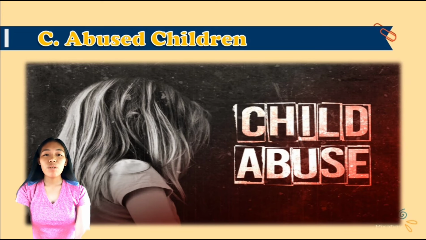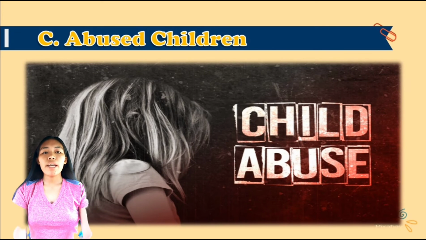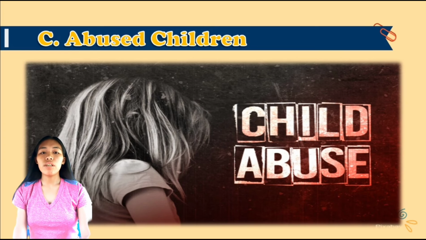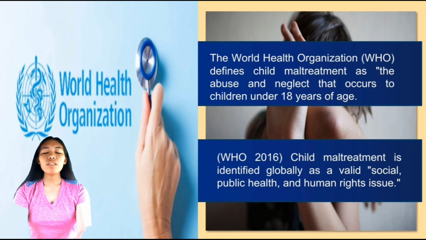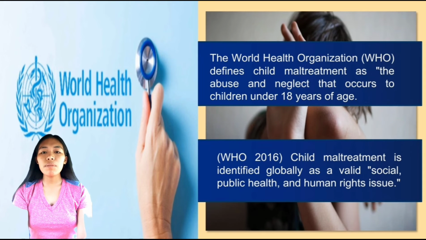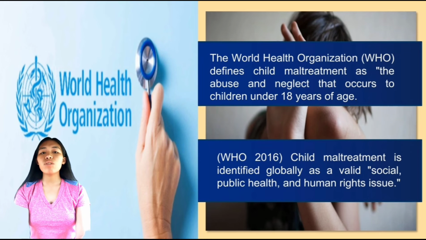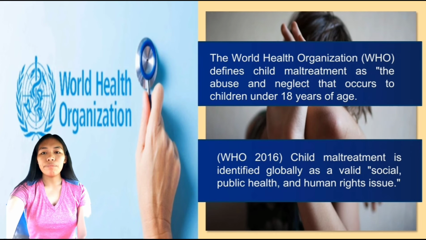Good day, everyone. So, to continue our discussion, I'm here to discuss abused children, or child abuse. According to the World Health Organization, or WHO, child maltreatment is the abuse and neglect that occurs to children under 18 years of age, those who are underage. According to them, child maltreatment is identified globally as a valid social, public health, and human rights issue. So it is a broad problem nowadays.